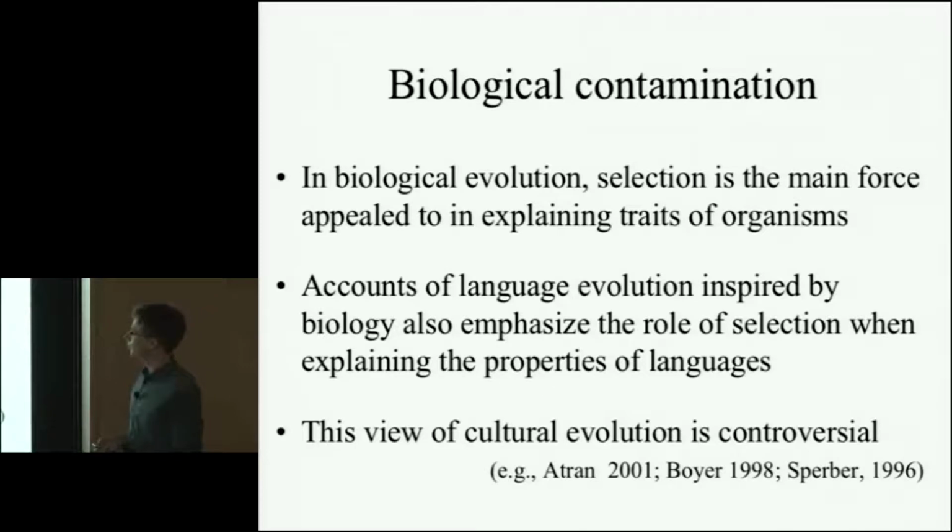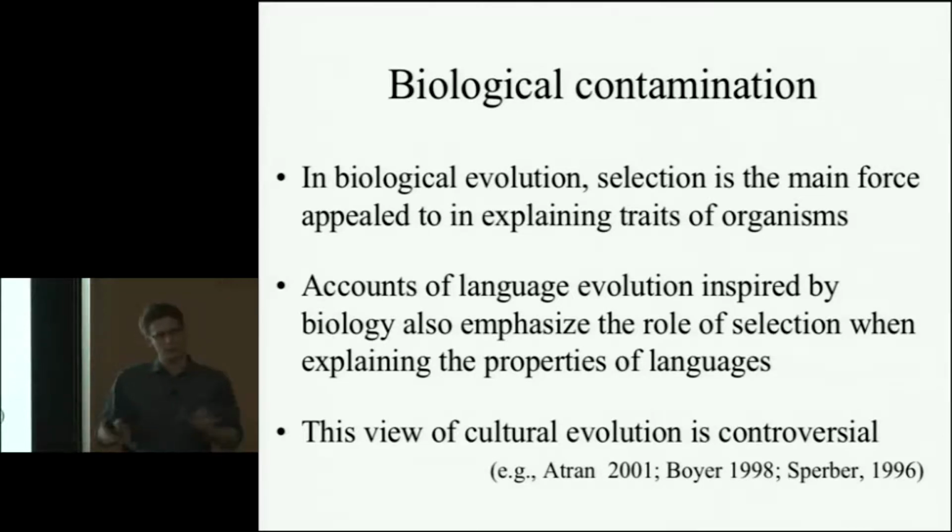So in biological evolution, when people are trying to explain the traits that organisms have, selection is normally the thing that they're appealing to. And I think that kind of bias shows up whenever people think about trying to apply evolutionary approaches at the level of cultural evolution, in terms of the kinds of evolutionary forces that they see as being at work. So accounts of language evolution that are inspired by biology also tend to emphasize the role of selection when explaining the properties of languages.